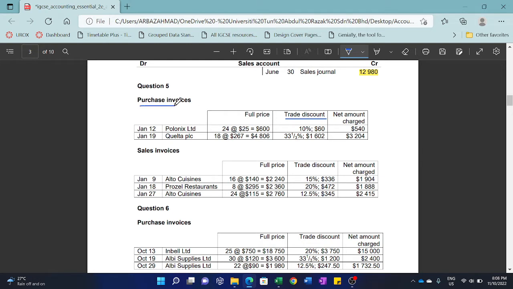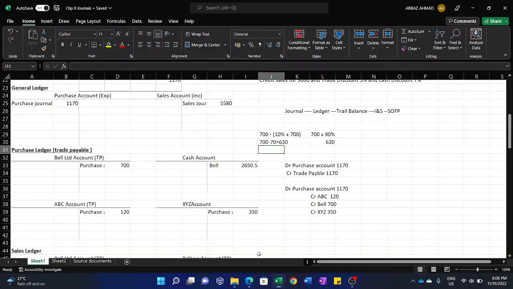Here we have purchase, so this is how much we are receiving, and this is how much discount we are receiving. So this is not going to be discount received but more of discount allowed. But we are not going to record this. Remember, I told you there are 2 types of discount: one is cash discount, and one is trade discount.